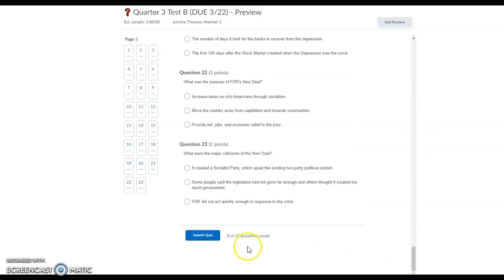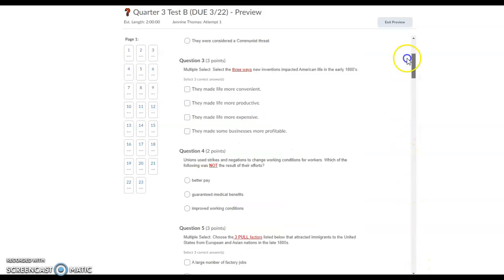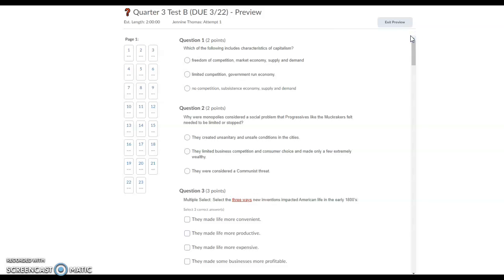There's a total of 23 questions in the test, and when you're done, please make sure to click the submit quiz button so that the quiz goes accurately into the gradebook, and then make sure to open up your gradebook when you're done and check that there is a score there. It should be automatically graded for you.